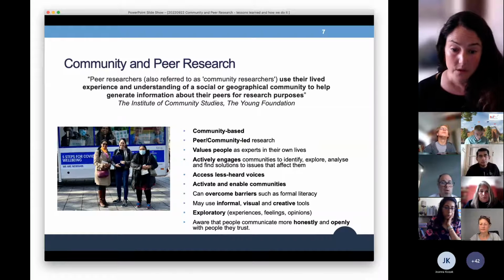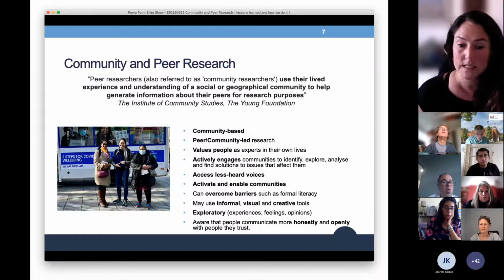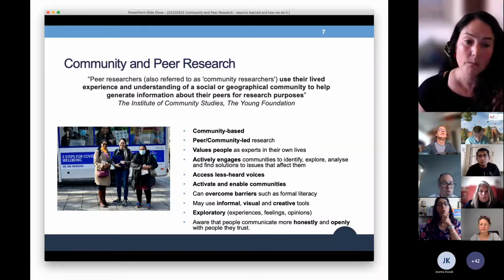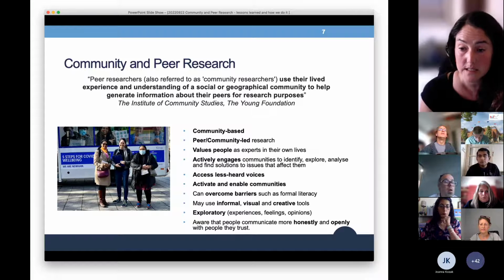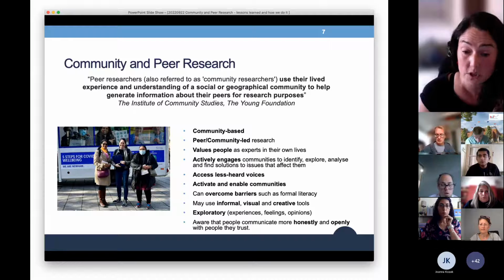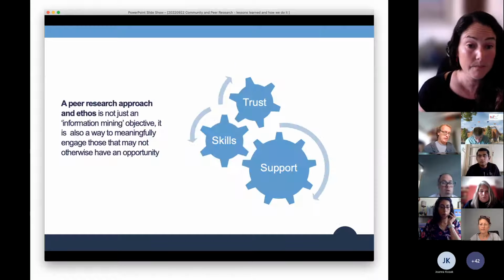And really, I suppose a lot of this, it isn't always qualitative. It can be quantitative, so about numbers and details in that way. But often community and peer research is qualitative. So it's really exploratory and understanding people's experiences and their feelings and their opinions.